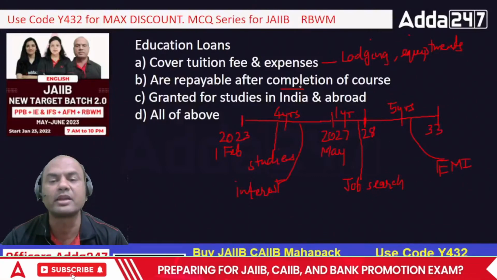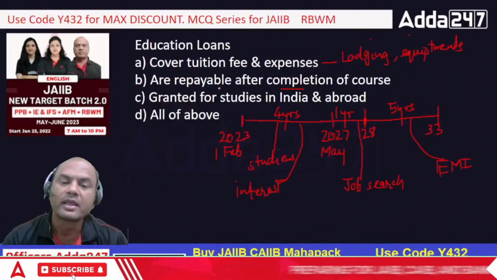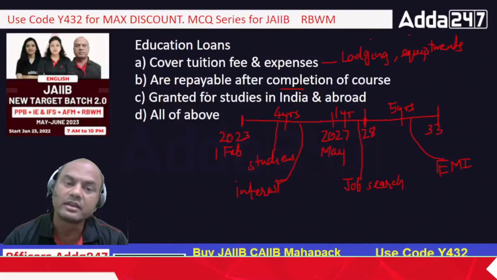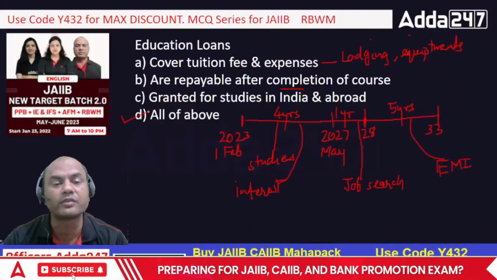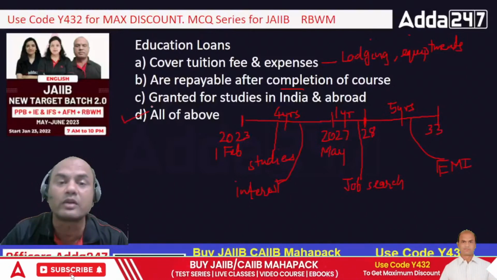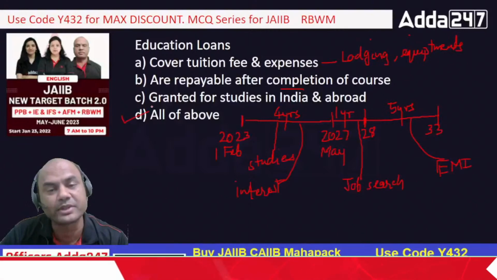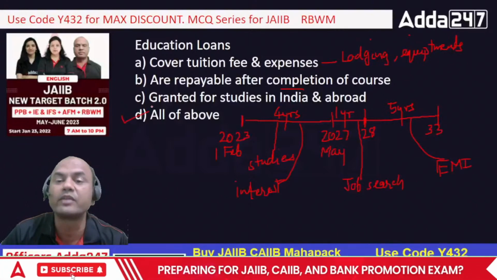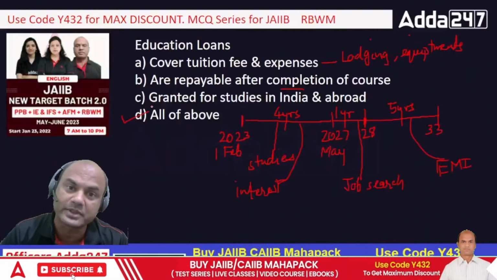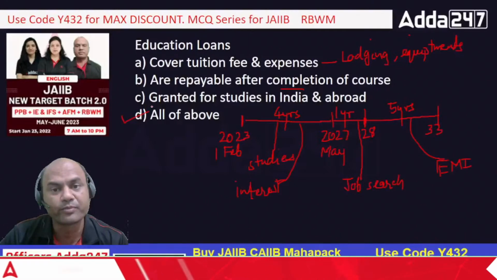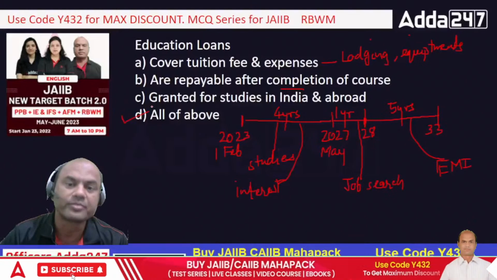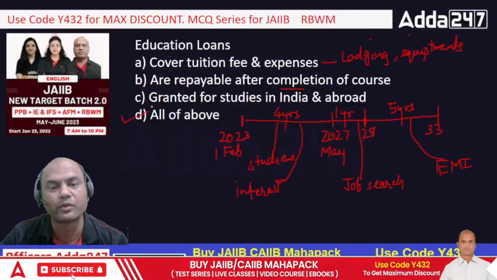So it covers what? Repayable after completion of the course, that's right. Granted for studies in India and abroad. Both in India and abroad education loans are given. Yes, they are given. So the answer is all of the above. Got it? It covers all the tuition fees, all the lodging expenses plus other expenses like equipment, computer lab, library fees. If there are any other expenses which have a proof, that can be given as an expense part over here. They are repayable only after completion of the course.